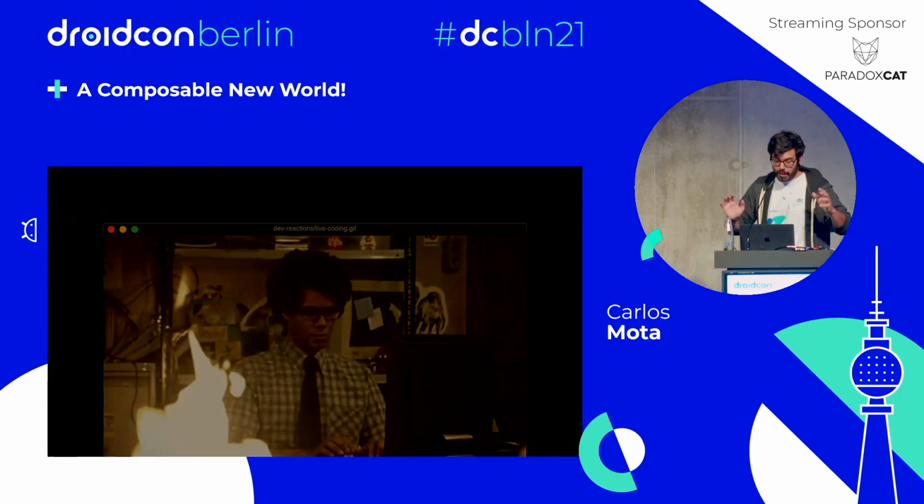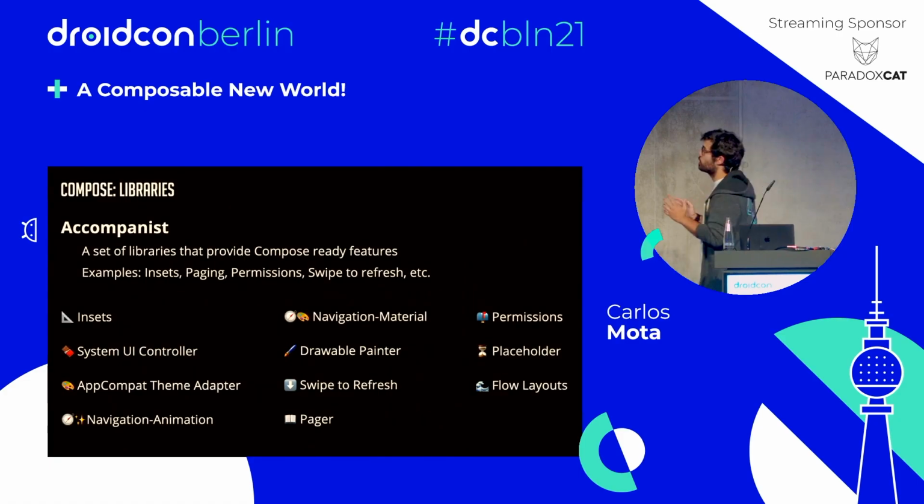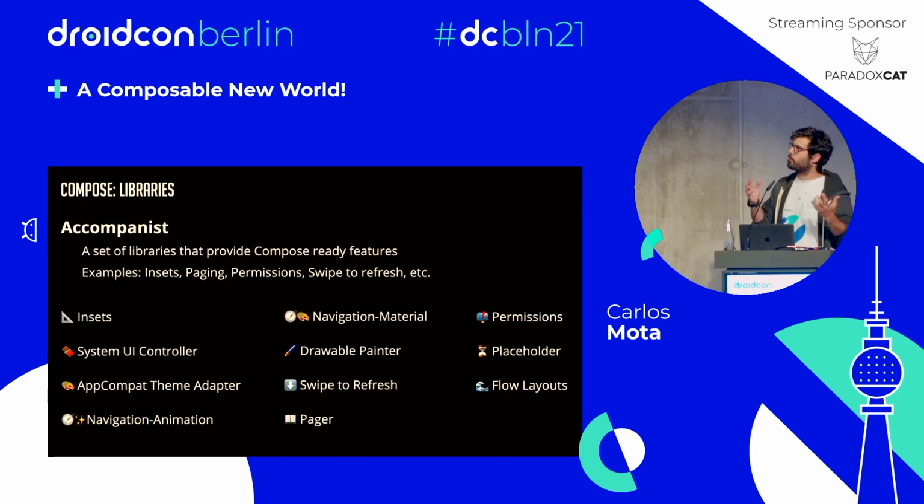Much better now. And I want to tell you that there are a couple of libraries that already provide you a lot of things when you use Compose. The best set of libraries was initially created by Chris Banes, and they are the Accompanist libraries. They are now under com.google, Accompanist, and they give you almost everything for free.